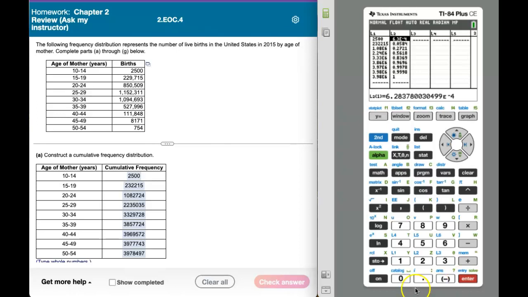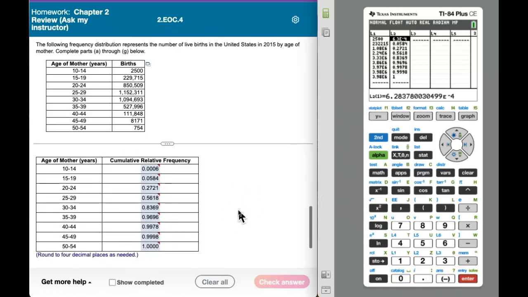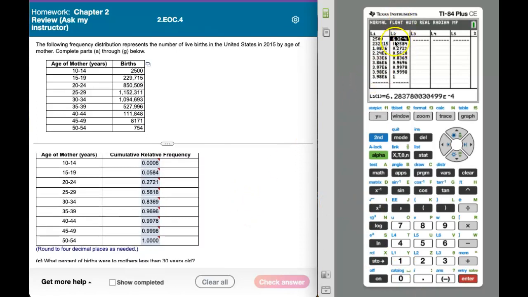Now, in the display in the answer over here, let me scroll down. Okay, so this first one up here is given in scientific notation, but that just means this is 6.3 times 10 to the negative 4 power. So we've got to move that decimal point between the 6 and 3, 4 places to the left. So that's where we get 0.0006. And then our next cumulative frequency would be this, 0.0584, 0.2721, and so on. I'm just copying them down from that point on.